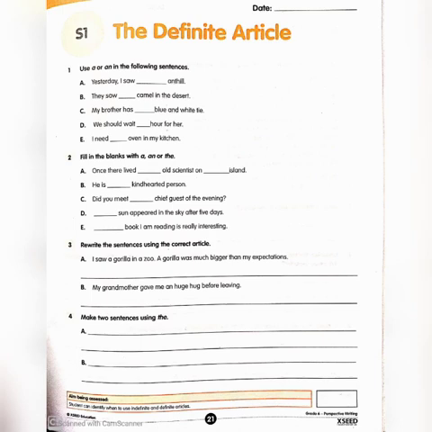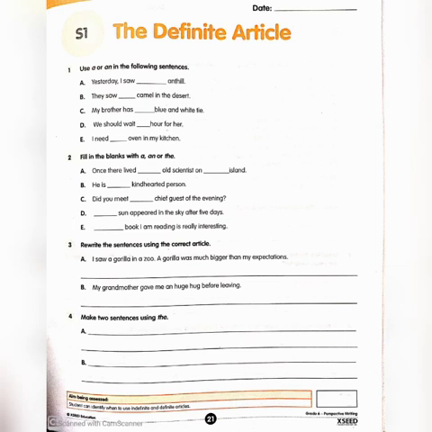The sun appeared in the sky after 5 days. The book I am reading is really interesting. So why did we use 'the' here before the name of the book? We use 'the' because we are talking about the particular book that I am reading.